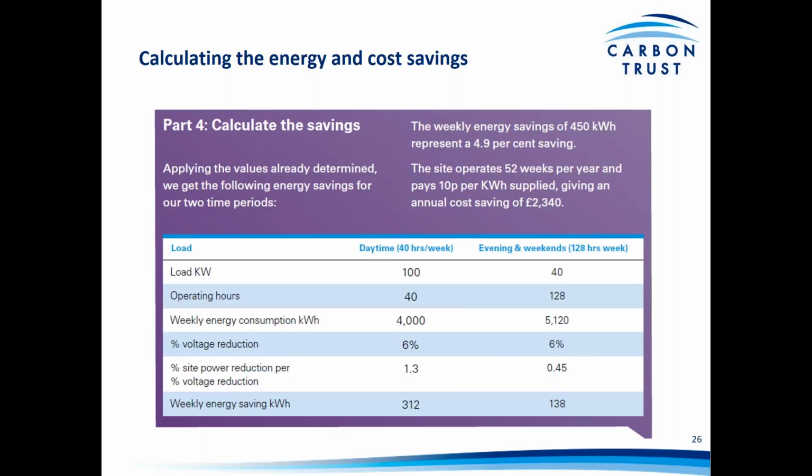If we say that this site operates for 52 weeks per year and pays 10p per kilowatt hour supplied, then this would give us an annual cost saving from voltage management of £2,340.